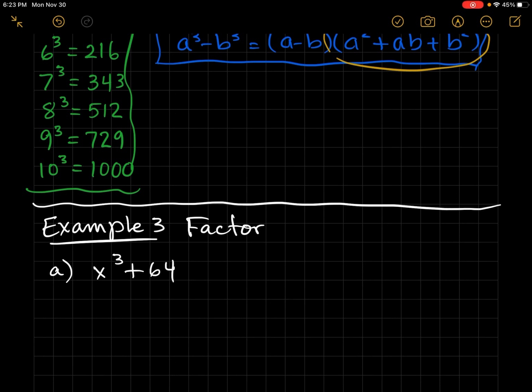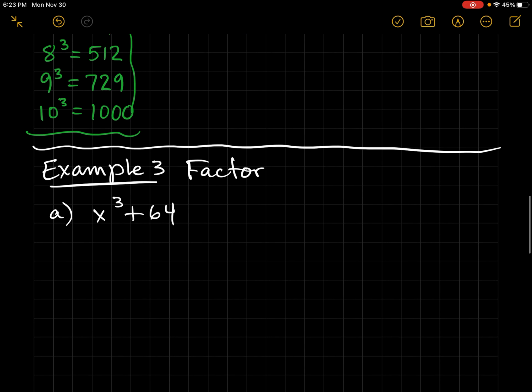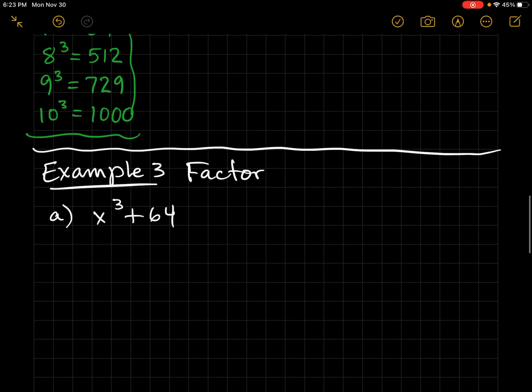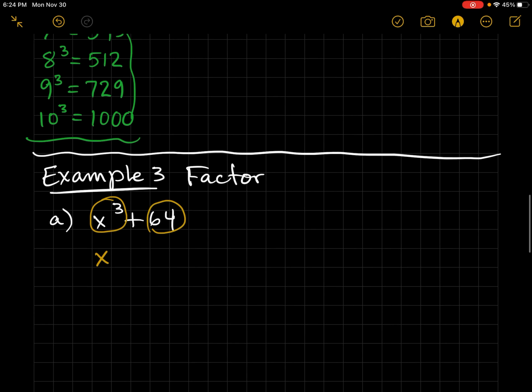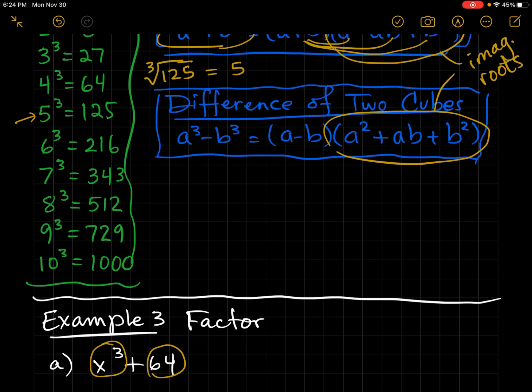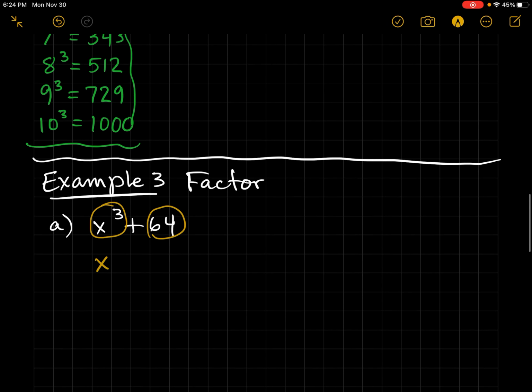Let's factor x cubed plus 64. The first thing I always do is check to see if there's a GCF that can come out. And no, there's not. And I do notice that that's a perfect cube. If I take the cube root, I get x. And if I take the cube root of 64, you can look and see that that's just 4. So x got cubed and 4 got cubed.